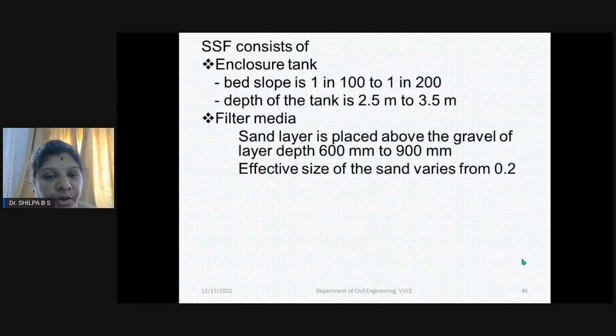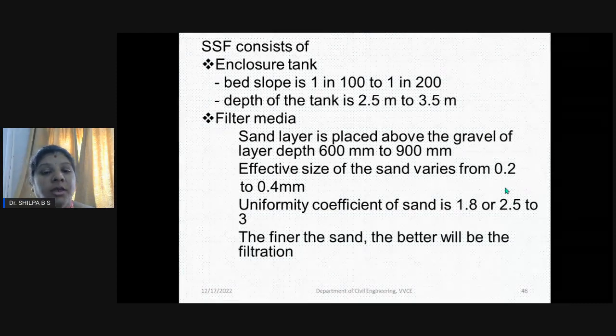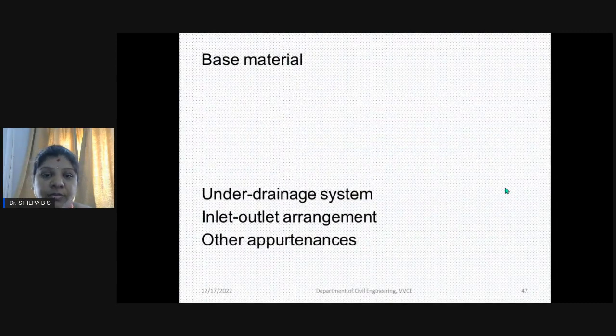These are the important components of the slow sand filter: enclosure tank and filter media. Here the effective size of the sand used in the slow sand filter is about 0.2 to 0.4 mm. Please keep that in mind. The uniformity coefficient of the sand is 1.8, or 2.5 to 3. Here, the finer the sand, the higher the efficiency.